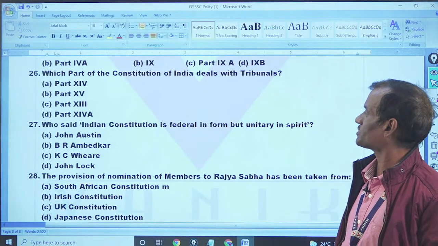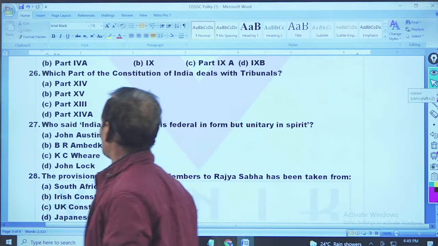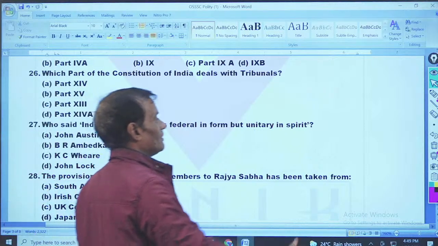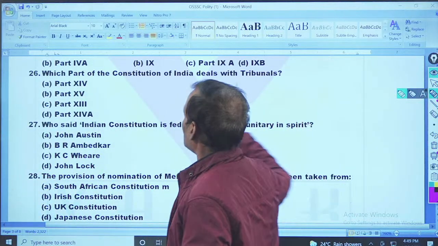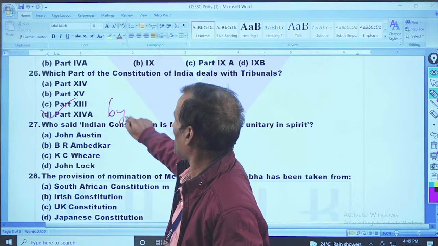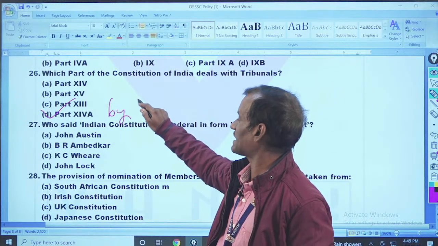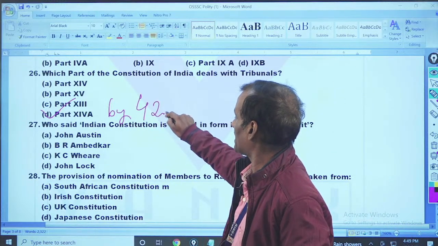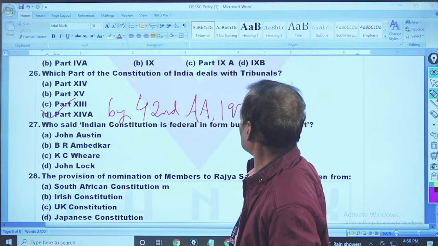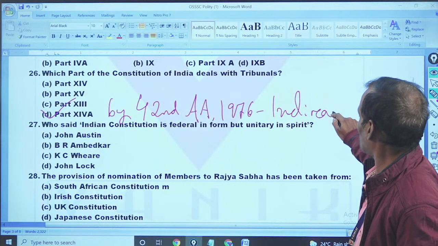Which part of the Constitution of India deals with tribunal? This is your answer: Part XIVA. And I asked you the question, which part was added by 42nd Amendment Act apart from XIVA? The answer is XIVA. It was added by 42nd Amendment Act 1976 during the Prime Ministership of Indira Gandhi. Okay, remember at a stretch.